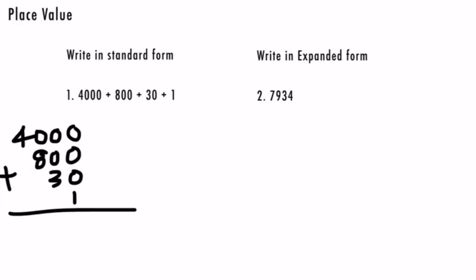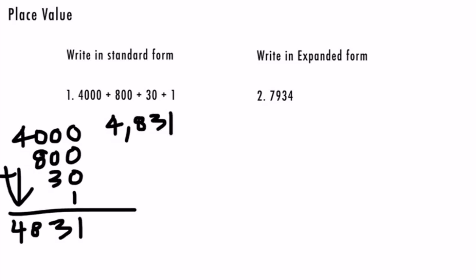Let's add it all up. So it would be 1. 3 plus 0 plus 0 is 3. 8 plus 0 is 8. And then we drag the 4 down. So our final answer for number 1 is 4,831.